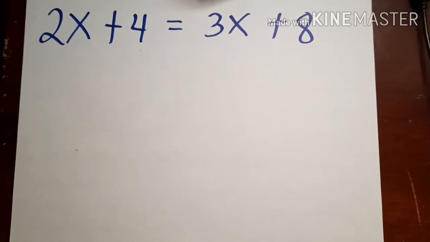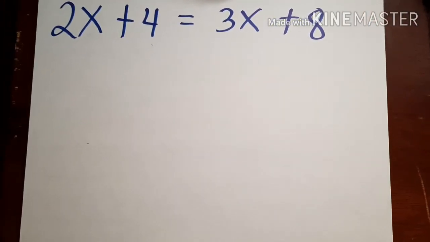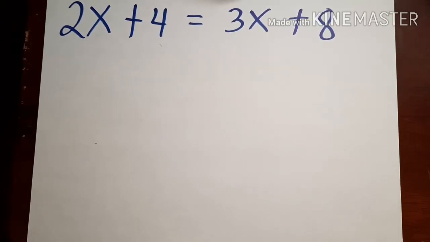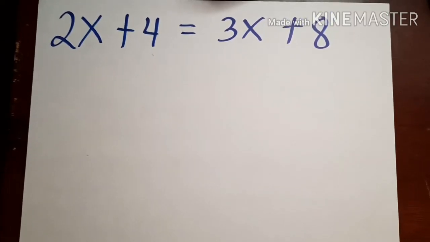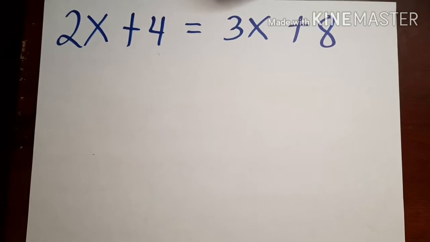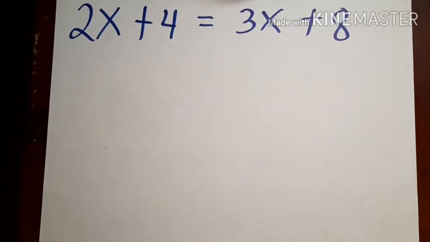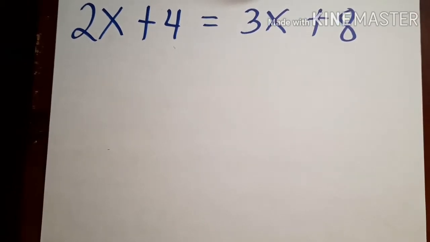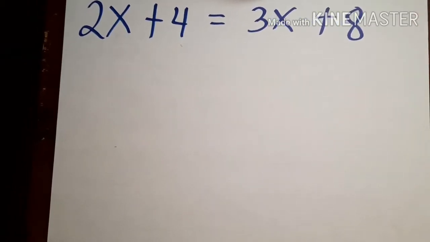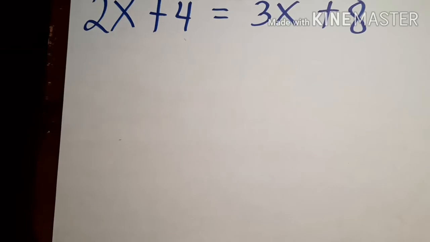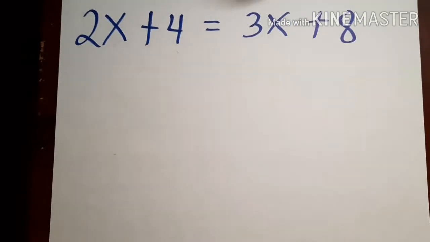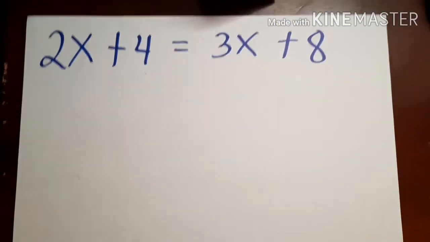Hello, hello, hello. So we are going to solve linear equations today with variables on both sides. What if we have these equations? 2x plus 4 is equal to 3x plus 8. The first thing that you are going to do is to make sure that all your variables are on one side or one spot. Okay. Now I have here 2x plus 4 on one side and 3x plus 8 on the other.